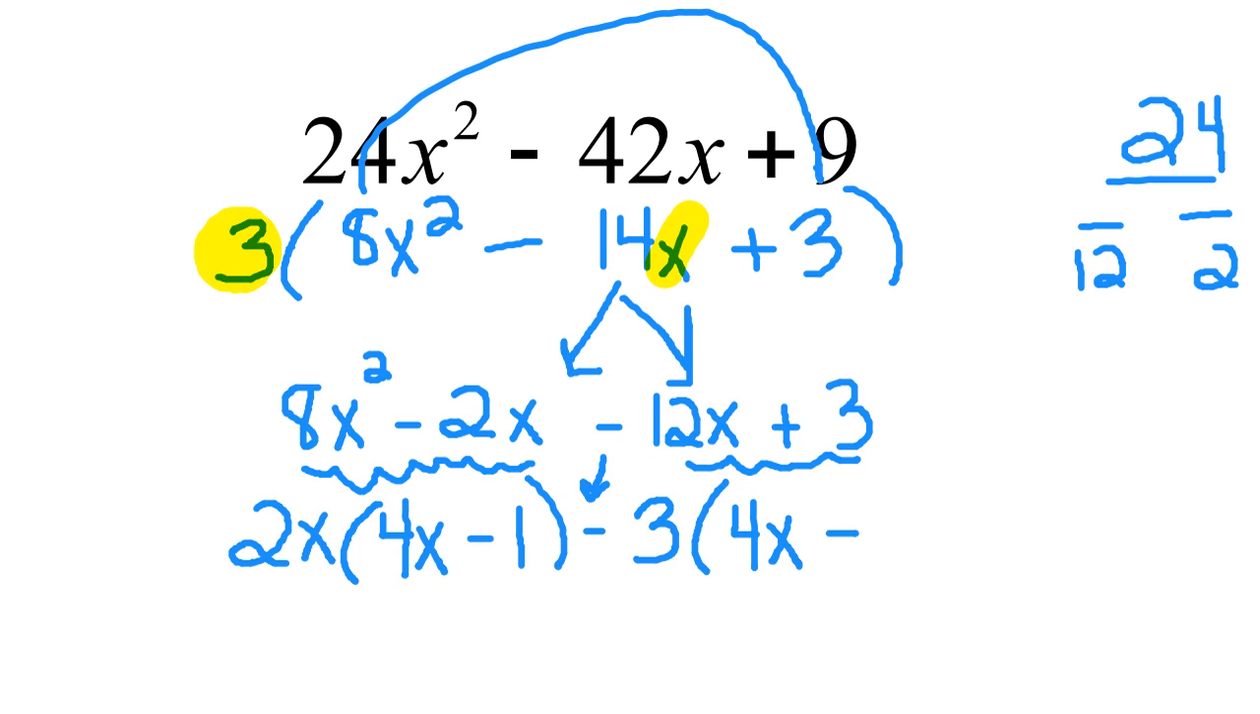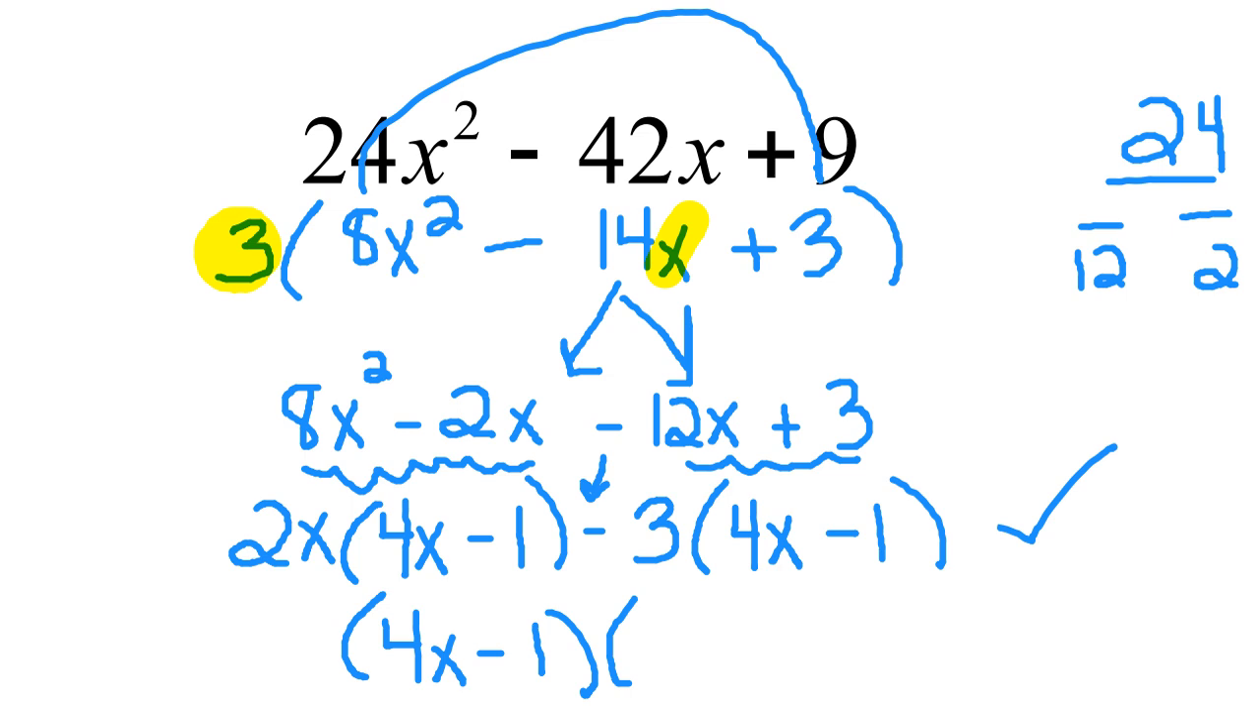At our checkpoint, you can see our GCF is 4x minus 1. Once we indicate what the GCF is, now we can divide it out of both terms. When we divide it out of the first term, we're left with 2x. And when we divide 4x minus 1 out of the second term, we're left with negative 3. So our answer is 4x minus 1 times 2x minus 3.